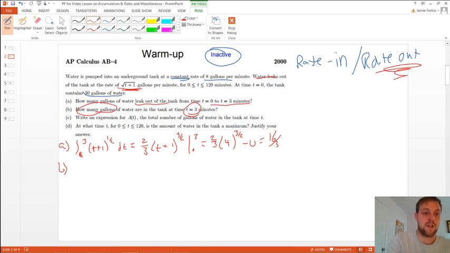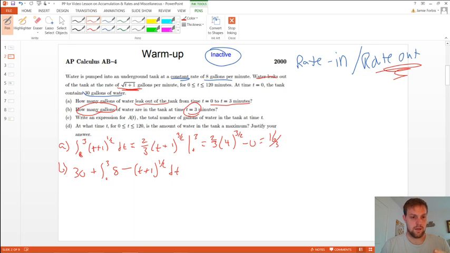So we're going to write that. We're going to say the initial amount at time equals 0 is 30, plus the accumulation between 0 and 3 minutes. So that's going to be 0 to 3, the integral of my rate in, which is just 8 because my rate is 8 gallons per minute, so it's constant, and then minus my rate out, which we came up with in the last problem, (t + 1)^(1/2) dt. Okay, there you go. Nothing too terrible about that.